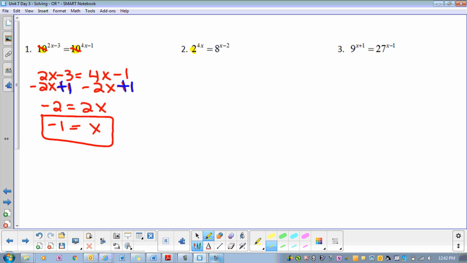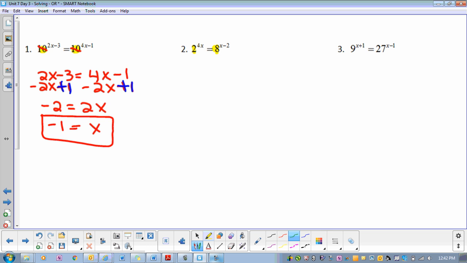Number 2. So I have a 2 as my base on the left. And wait a minute, an 8 as my base on the right. So you can't do that. You have to make the bases the same. Rule of thumb, don't try to manipulate your smaller one. You're going to have to rewrite your bigger one.